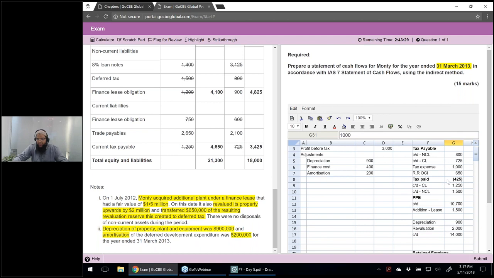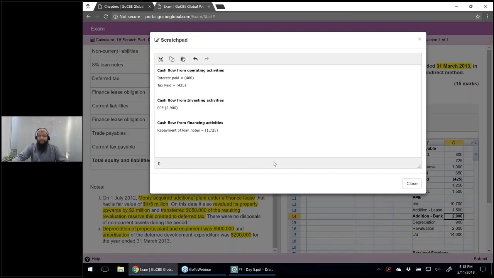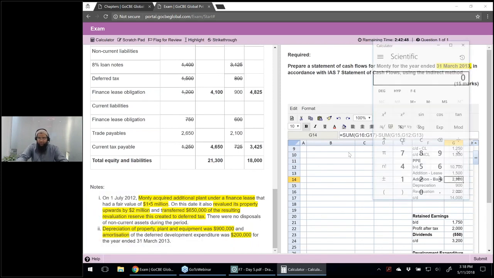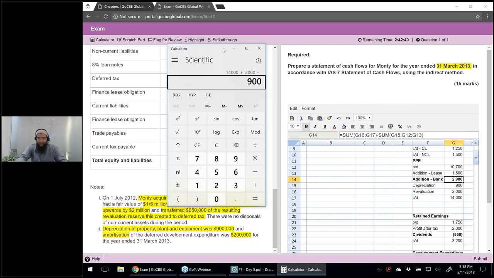Now let's close the T accounts. Tax T account already closed. Property, plant, equipment T account. If we calculate the sum of the carried down minus the sum of the remaining values, this is going to be additions paid from the bank. So this will be taken to CFI, cash flow from investing activities, PPE, negative 2900. Let's also check from a different calculator to ensure that our working is right. 14,000 plus 2000 was the carried down, minus 900, minus 1500, minus 10,700. So yes, it is right.